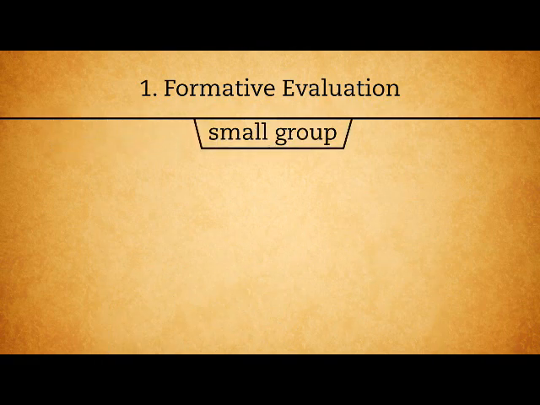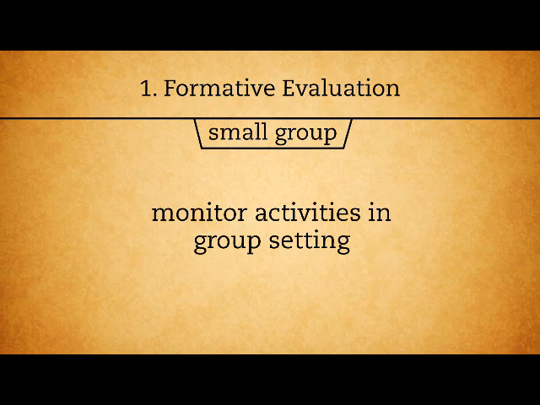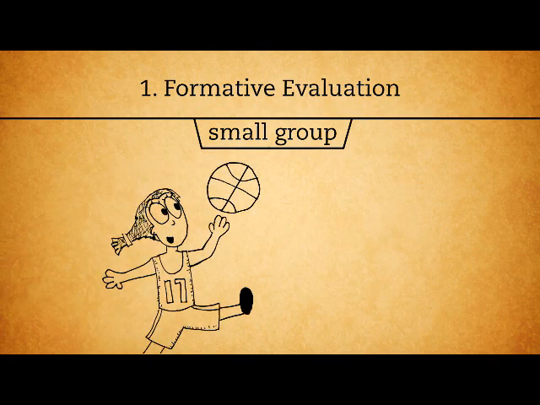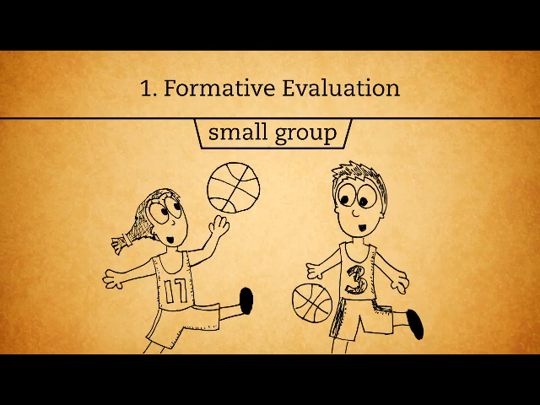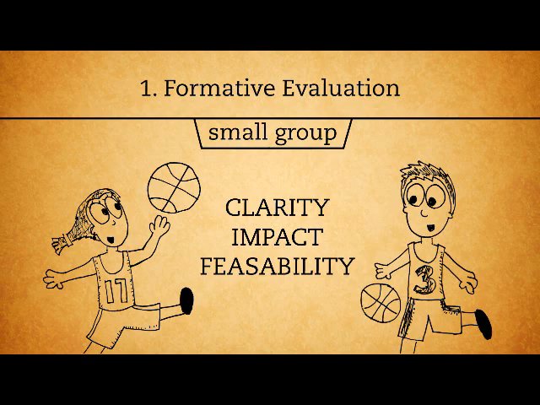After you have made improvements based on what you learned during your one-to-one evaluations, it will be time to do a small group evaluation. This will help you determine how effective those changes were, as well as monitor how well your activities work in a group setting. It is best to choose participants that accurately represent the different subgroups that will be participating in your actual course. In our example, this would mean choosing children that are well-versed in basketball, as well as those that aren't as experienced.